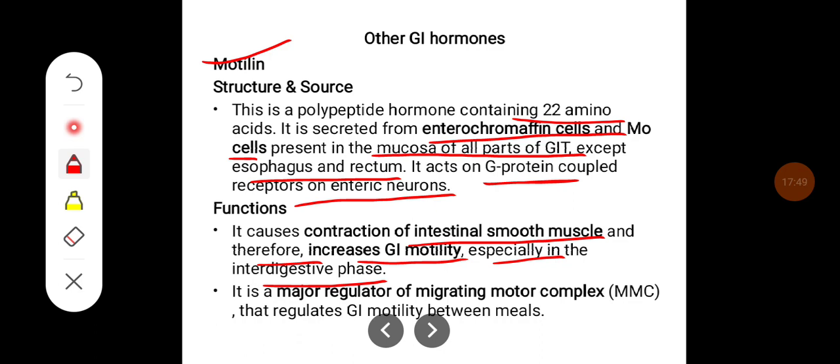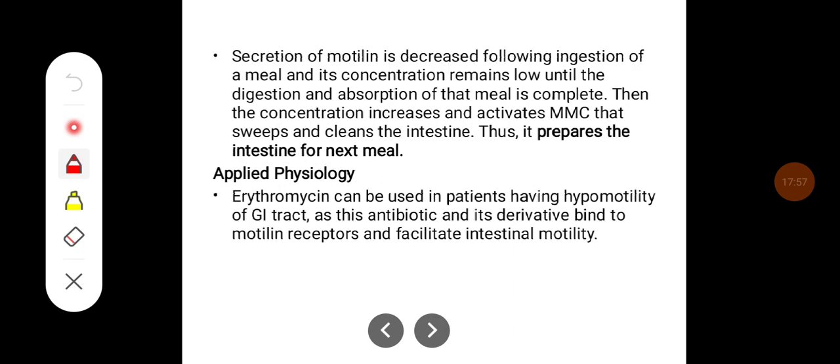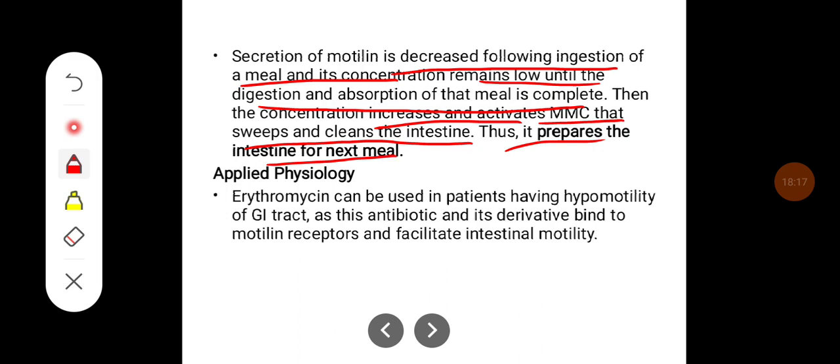So it is a major regulator of the migrating motor complex, that is MMC, that regulates the GI motility between the meals. Secretion of motilin is decreased following ingestion of a meal and its concentration remains low until digestion and absorption of that meal is complete. Then the concentration increases and activates MMC that sweeps and cleans the intestine. Thus it prepares the intestine for the next meal.